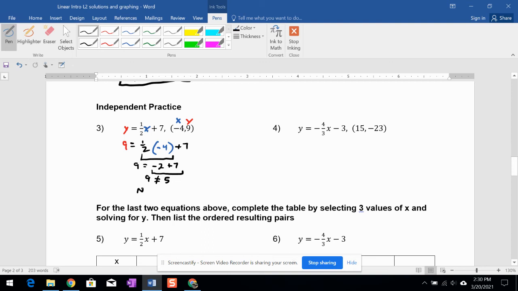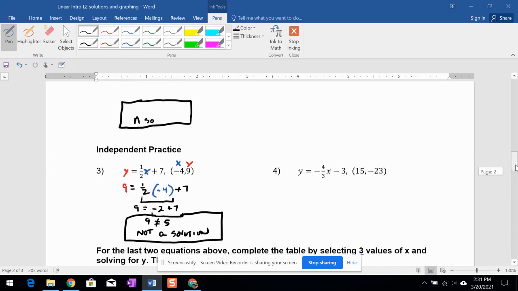So in this case, it is not a solution. What I mean by that is the ordered pair, -4, 9, when substituted in for x and y respectively, does not make the equation true. We can see that proof by the fact that when we follow order of operations after substituting, we get the result of 9 does not equal 5. So this ordered pair is not a solution. And what that just means is that if we were to graph the line for this equation, this point would not fall on the line.